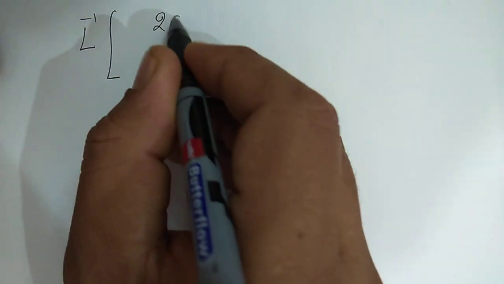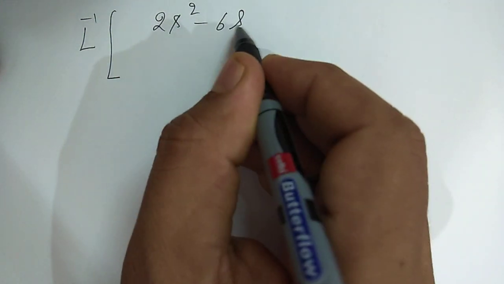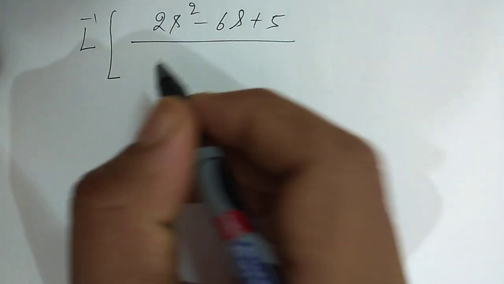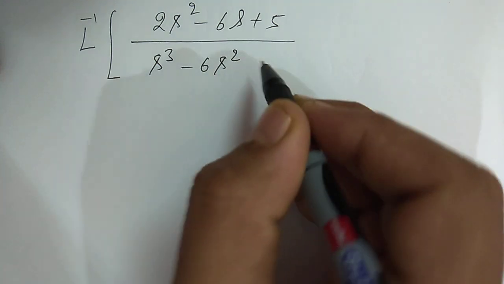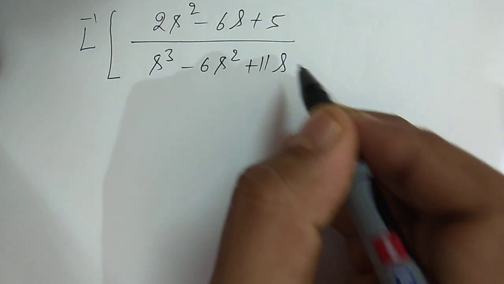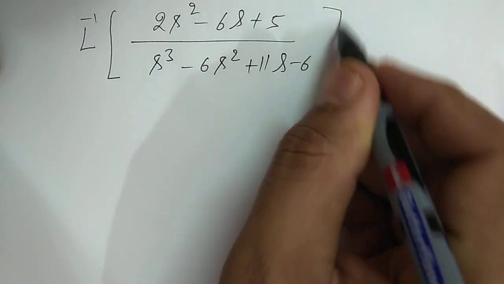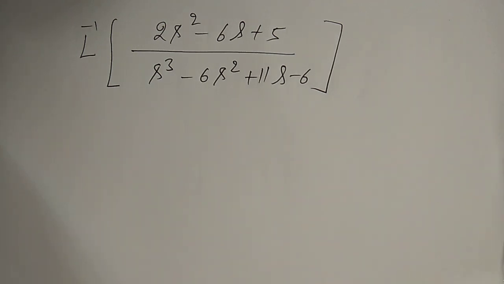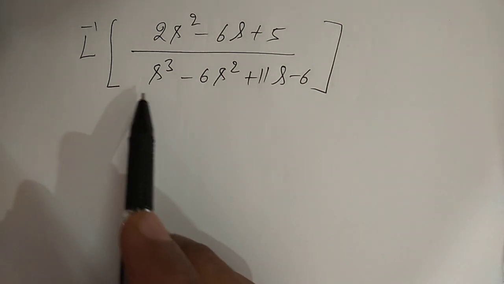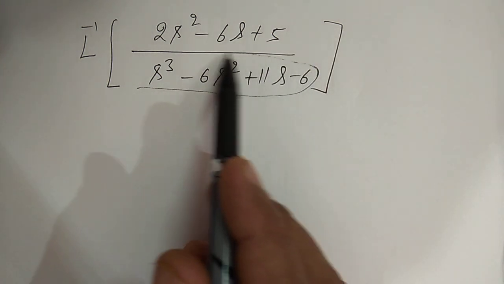The question is find the inverse Laplace of the given function, that is 2s square minus 6s plus 5 divided by s cube minus 6s square plus 11s minus 6. So inverse Laplace of F of s is given. We need to find the f of t. So we are going to use the partial fraction method. So what we do first, we will see the denominator, what is the factor of denominator.